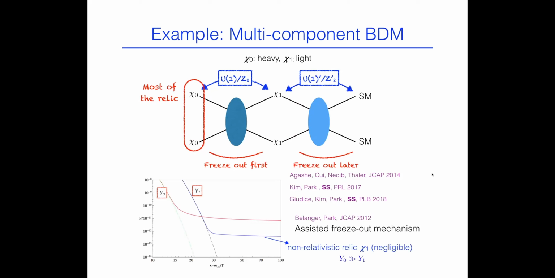By doing this, through a mechanism called the assisted freeze-out mechanism, most of the relic is given by this heavy dark matter, which I'm going to call chi zero. And the relic abundance of the light dark matter, which I'm going to call chi one, is very small. So this chi one is subdominant dark matter. And in this mechanism, multi-component boosted dark matter, most of the relic, which is the heavy dark matter, is sequestered from the standard model sector.